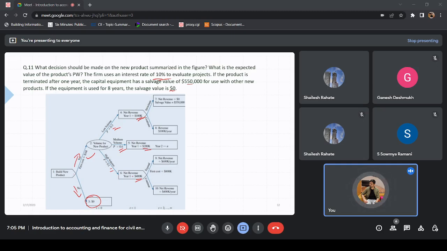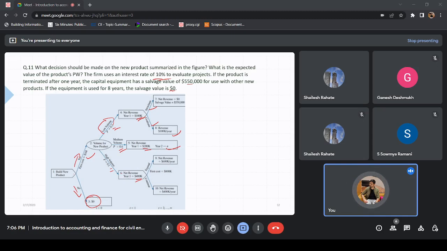Now, after first year, what happens? If you have got low volume, you again have two choices. Either you say it is not giving me enough, so let me get out of this project. So you terminate this project and get a salvage value of 550,000. Or you say, okay, let's continue with it, I've already invested, let's see what happens. So you get a revenue of 100,000 per year. In case of medium volume, you are happy with that. I am getting 200,000, so let it be. So you are getting 200,000 for the next life.